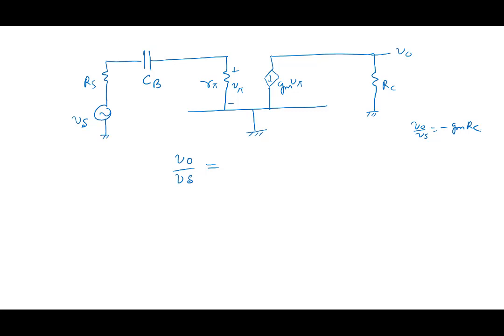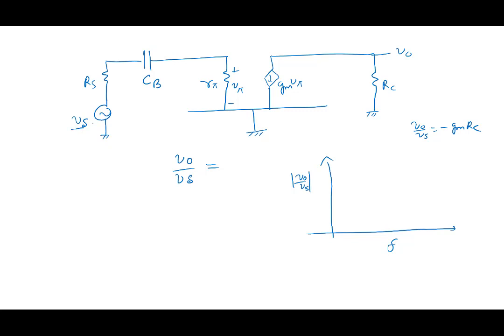Now, the moment you put a capacitor, everything becomes a function of frequency. There's only one capacitor. So what we would like to know is, when I do V0 by Vs versus frequency, how is it going to go? High pass filter, everybody sees? Because at low frequency, what will the CB do? It will block Vs.